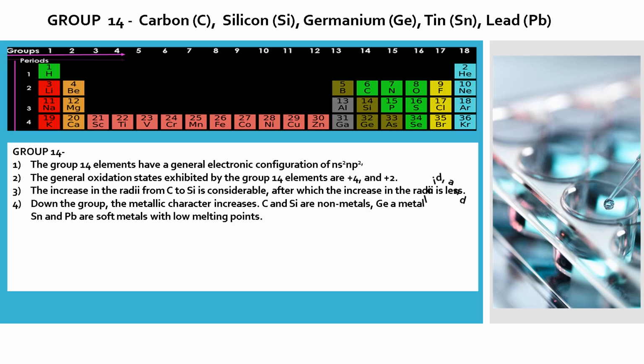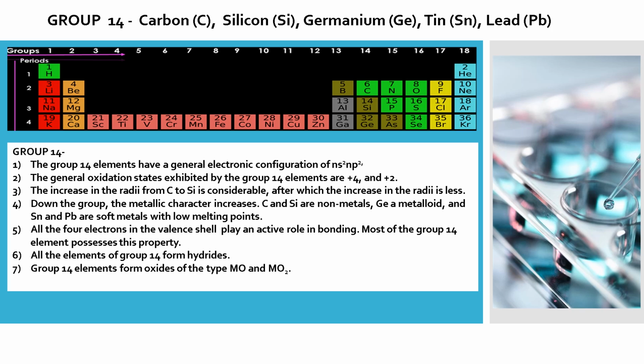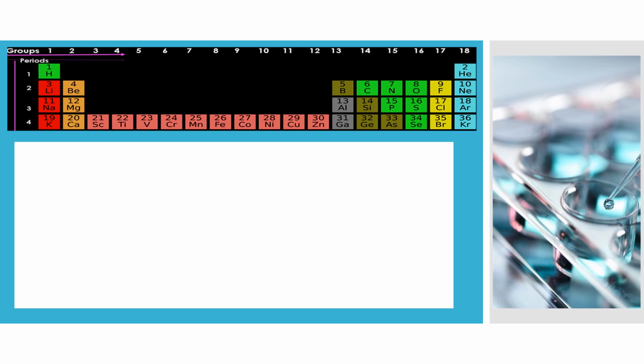Carbon and silicon are non-metals. Germanium is a metalloid. And tin and lead are soft metals with low melting points. They form covalent compounds in which all the 4 electrons play an active role. Most of the group 14 elements possess this property. All the elements of group 14 form hydrides and they form oxides of the type MO or MO2. They form tetrahalides of the form MX4.